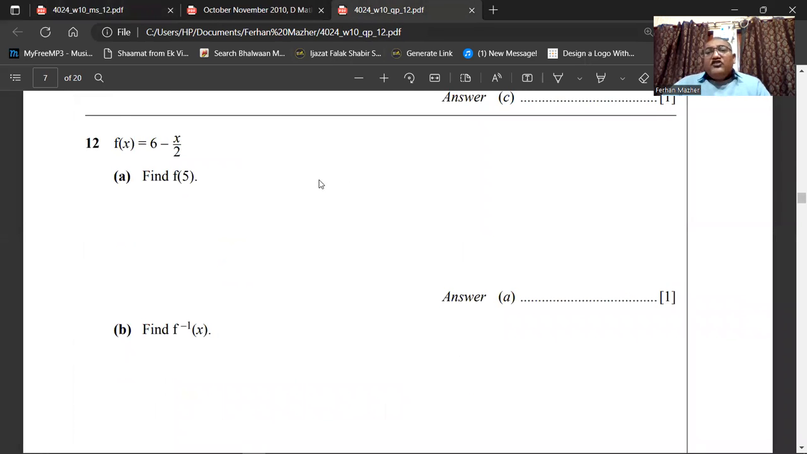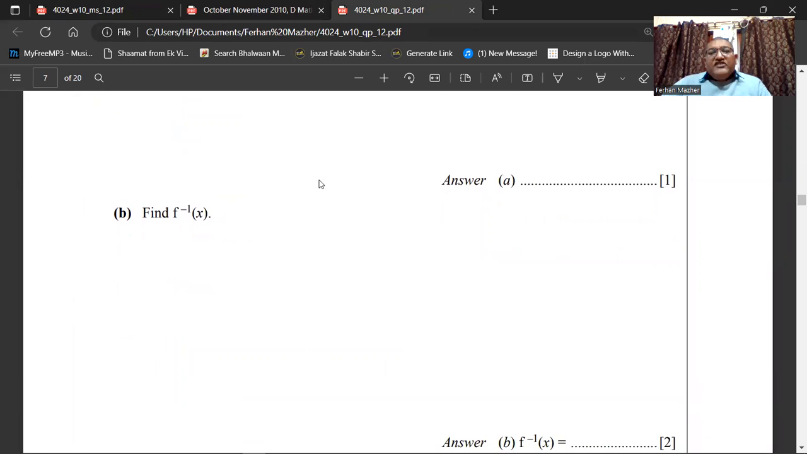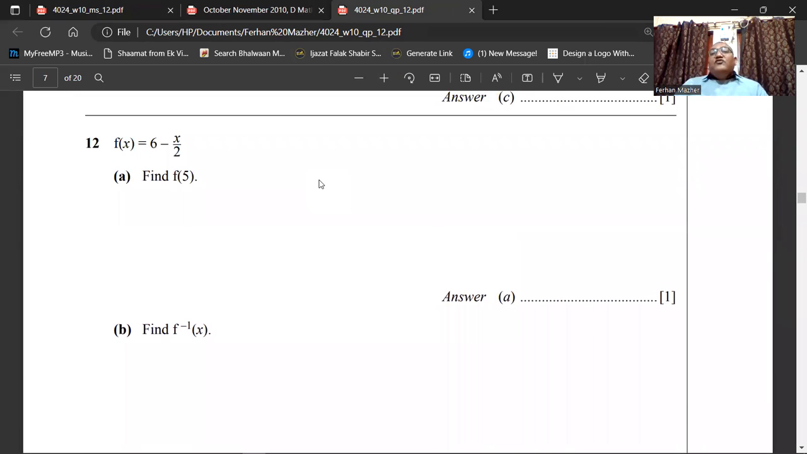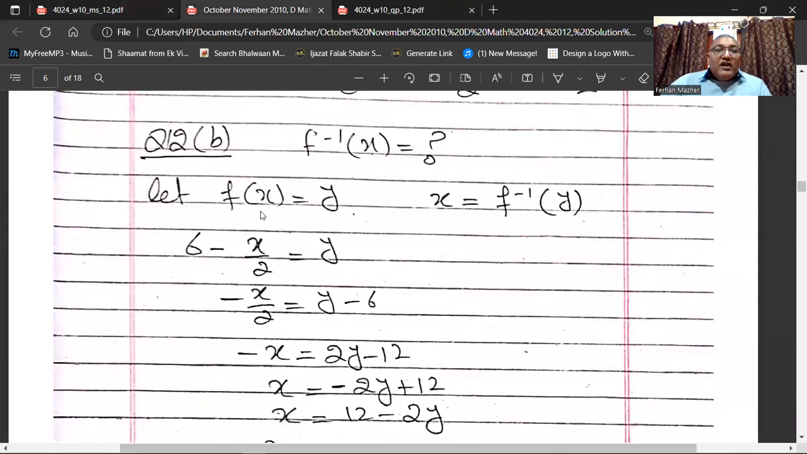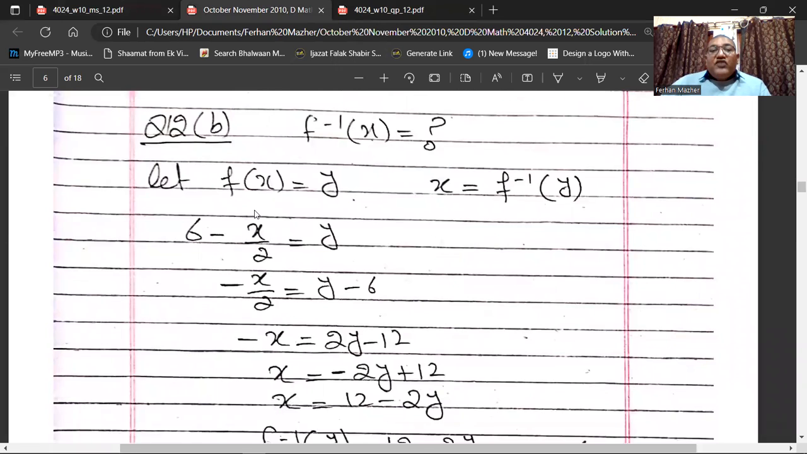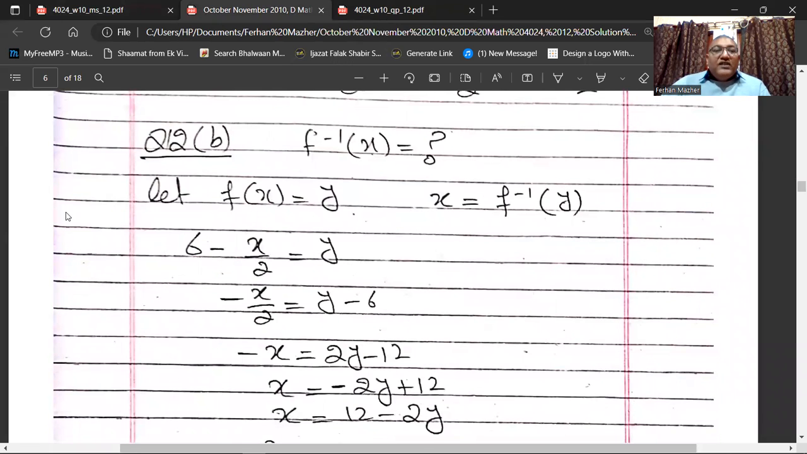Question number 12, it's the B part, and it's a 2 marks question. Here we have to find the f inverse of x. So I want to find the inverse of this function. The standard procedure is you write let f of x equal y. That means x is equal to f inverse of y. That's the standard sentence which we always write whenever we try to find the inverse of a function.